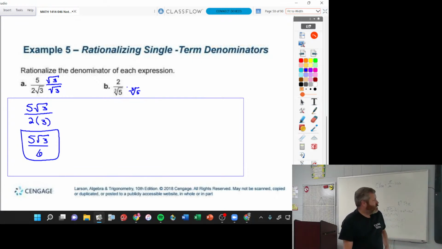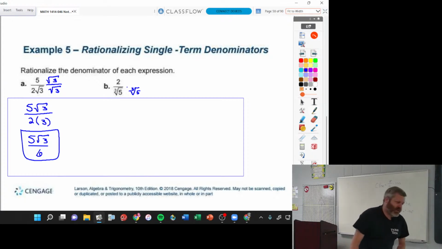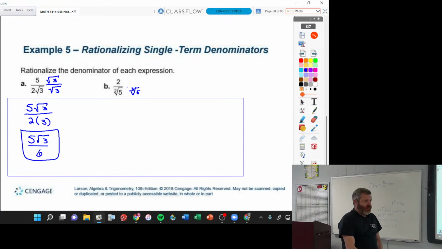If I just multiply by the cube root of 5, that is not going to be beneficial. Let's think about what happens. Because my index is 3, if I could get a 3 as the exponent on my 5, so 5 to the 3rd power, that would be a perfect cube.